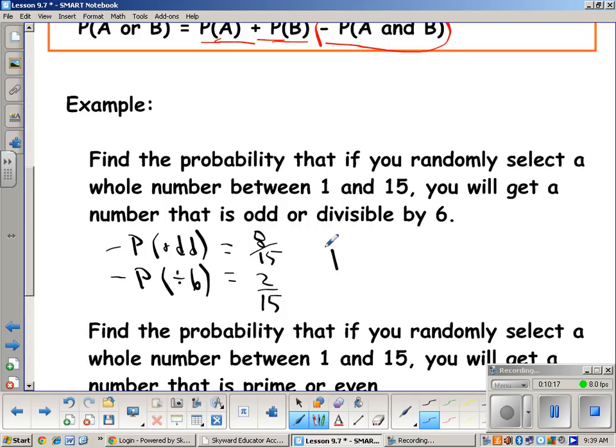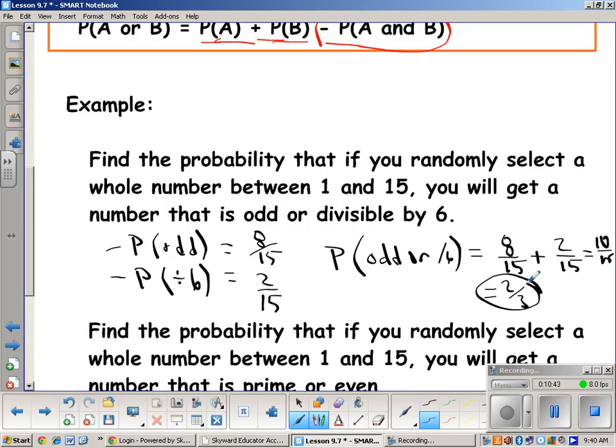So the probability of odd or divisible by 6 is 8 fifteenths plus 2 fifteenths, which is 10 fifteenths, which is 2/3. Okay? So the probability of an odd or a divisible by 6 selection would be 2/3. Any questions on that?